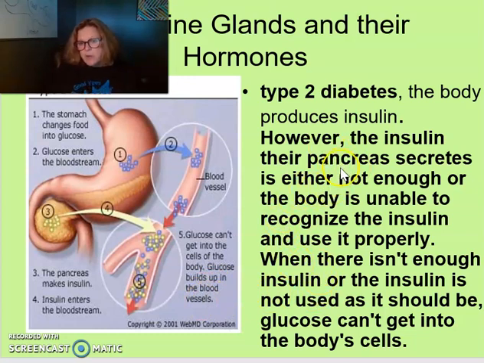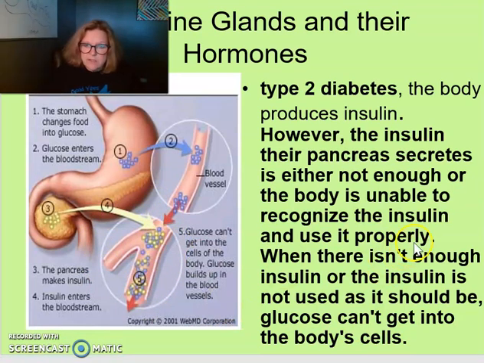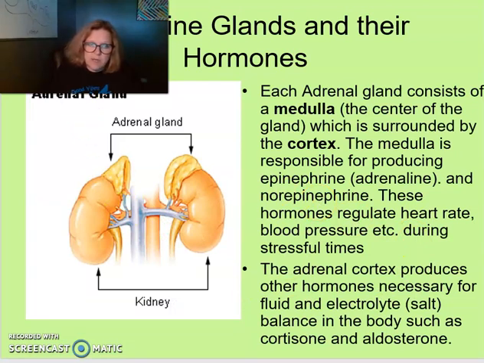So the insulin the pancreas secretes is either not enough, or the body's unable to recognize the insulin and it just doesn't use it properly. When there isn't enough insulin, or the insulin is not used as it should be, glucose can't get into the body cells. So it's not taken up and it's not stored in the body cells. And that's going to be the difference between type 1 and type 2. If your project that you end up doing is on diabetes, you're going to tell us a lot more detail than that, but that's it in a nutshell.